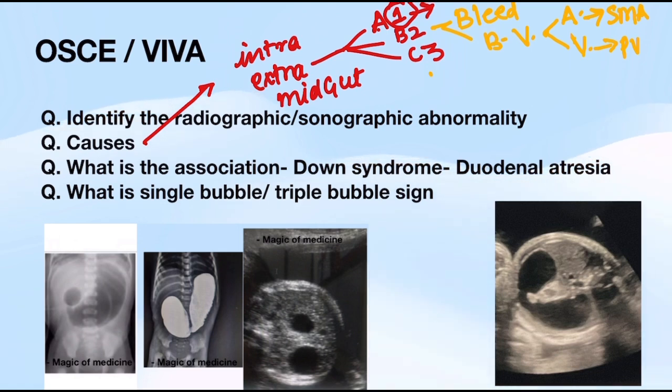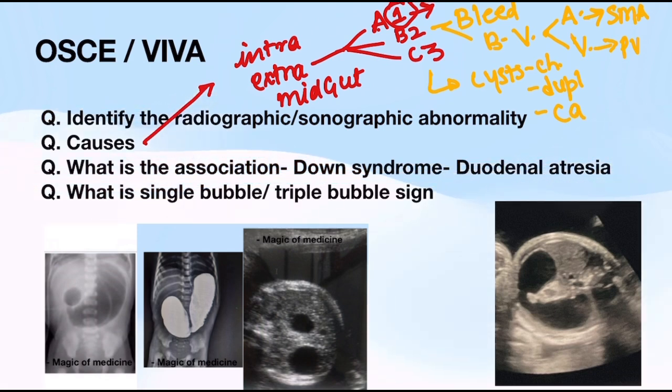And 3 C's are for 2 cysts. One is choledochal cyst, another is duplication cyst, and third C is cancer. And which cancer can lead to duodenal obstruction? Obviously, duodenum being a retroperitoneal structure in few parts, retroperitoneal malignancy leads to duodenal obstruction by causing its external compression.